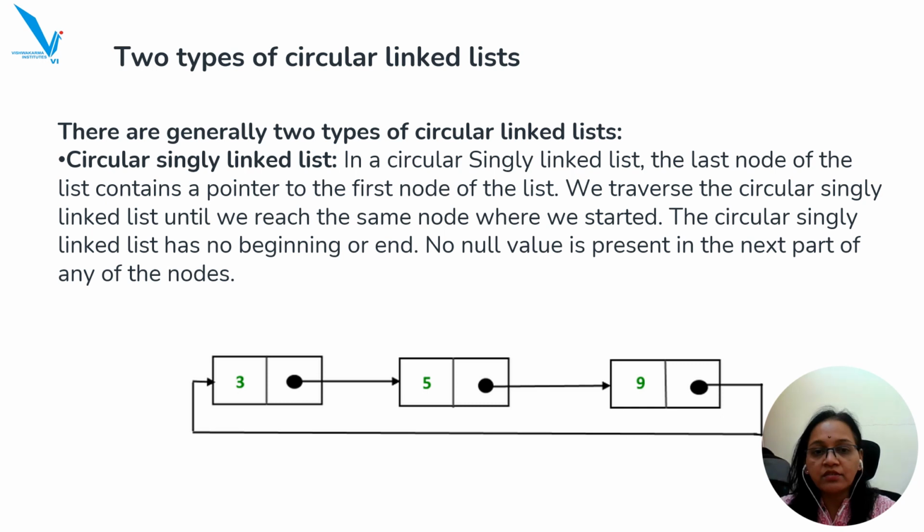Here we can traverse the circular linked list until we reach the same node where we started. The circular singly linked list has no beginning or end. No null value is present in the next part of any node. Okay, the next part of all nodes contains some address. Null is not there in any node's next part, or no node points to null. And using the circular singly linked list we can traverse in one direction.